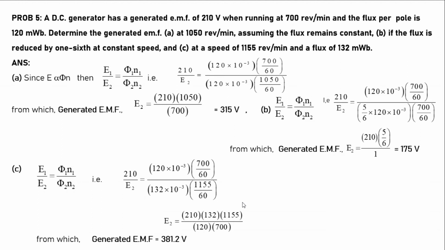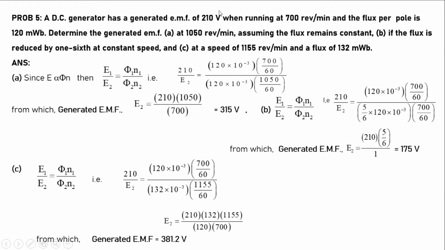Third point, at a speed of 1155 revolutions per minute and a flux of 132 milliweber, we need to find out the generated EMF. So there are three cases where we need to find the generated EMF. The data has been given. The generator has a generated EMF of 210 volts when running at 700 revolutions per minute. That is the initial case.